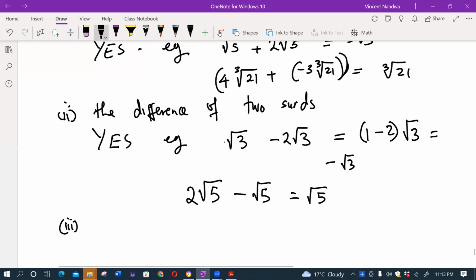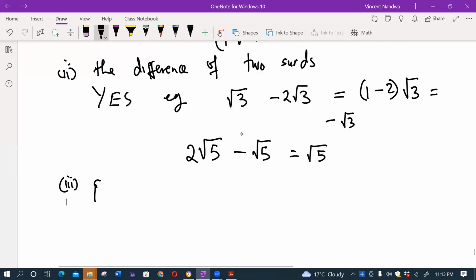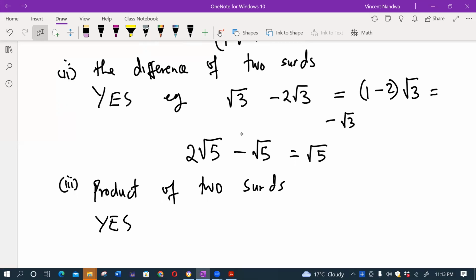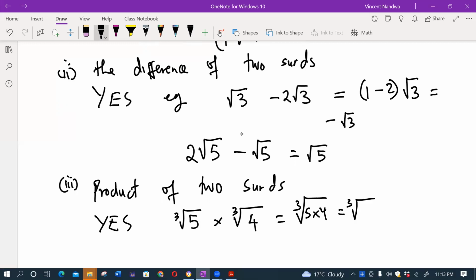Part 3, the product of two surds. So yes, it is possible to get a pure surd by getting the product of two surds. For instance, if I have cube root of 5 times cube root of 4, that is the same as cube root of 5 times 4, which is cube root of 20, which is still a pure surd.